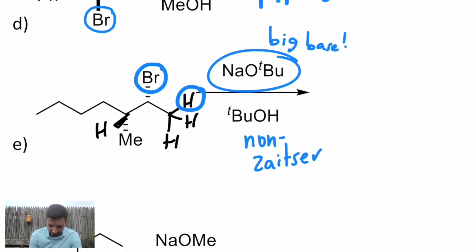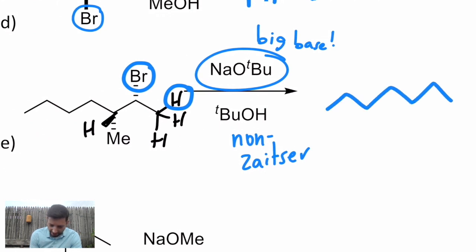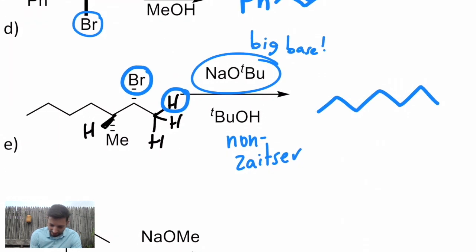So I'll get my carbon chain, 2, 4, 6, and 7. I have this existing methyl stereocenter that's just along for the ride, and I have a very simple monosubstituted alkene at the end of that carbon chain.